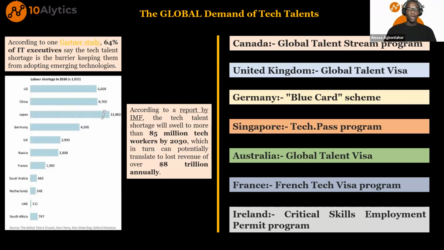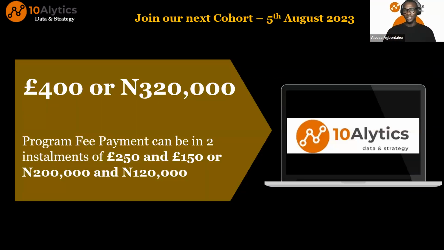All right. So I know that we've been wondering what's the price of the program, and what do I need to do to register for the program? The price for the program is £400, or 320,000 naira, and this can be paid in 2 installments: £250 for the first installment and £150 for the second installment. Or in naira, 200,000 for the first installment and 120,000 for the second installment.